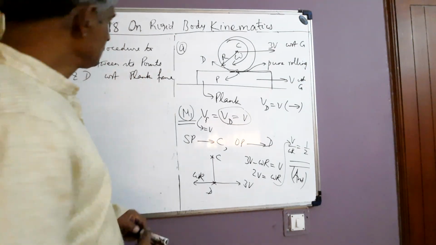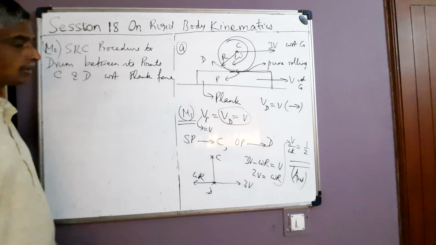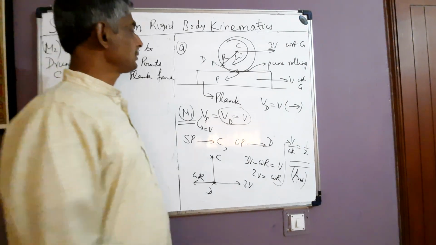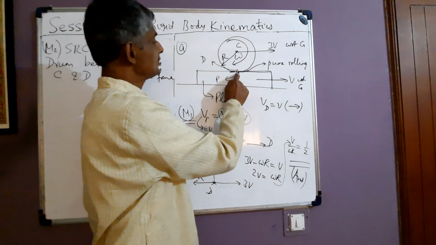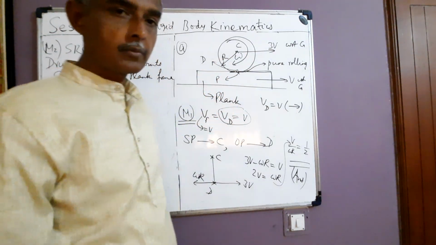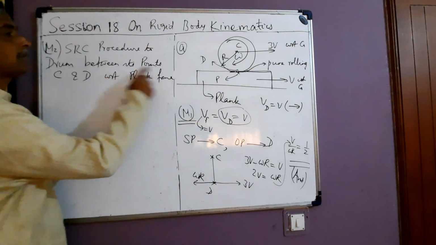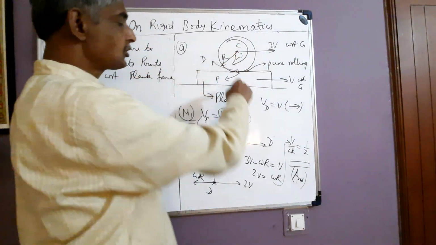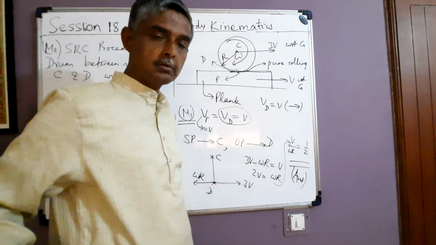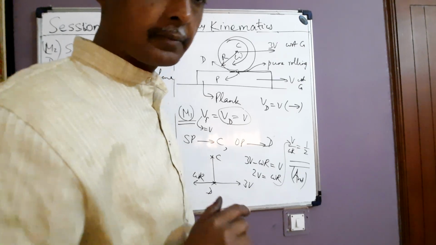Okay. Now see, one thing we have to note down. When we apply SRC to the drum between the point C and D in ground frame, all the velocities and angular velocities must be with respect to ground. Now when we apply SRC to the drum between the point C and D in plank frame, then all the velocities and angular velocities must be taken with respect to plank. That is the basic fundamental point.